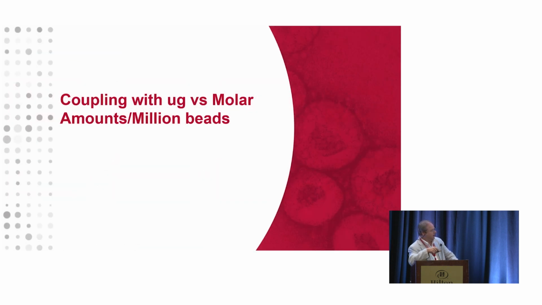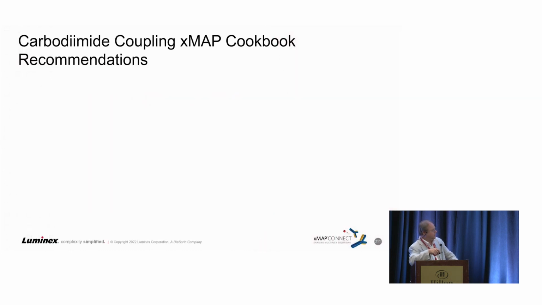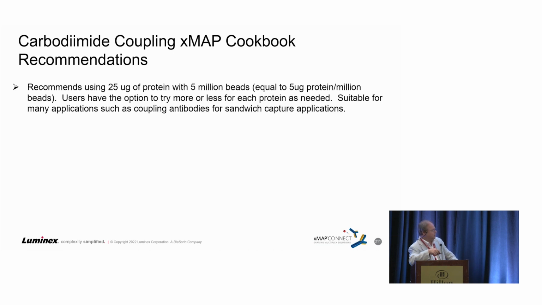So now let's talk about microgram versus molar coupling. Let me backtrack a bit. The cookbook recommends using 25 micrograms of protein per 5 million beads. So this works out to be 5 micrograms of protein per million beads. But as users, most of you have probably tried more or less than this if you're coupling an antibody or an antigen to try to optimize your assay for the best performance you can get out of it.